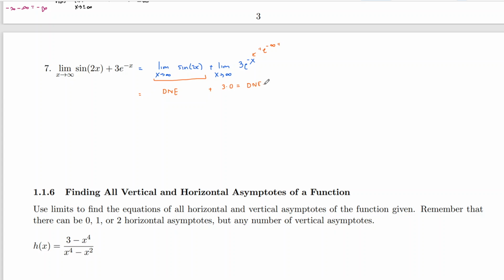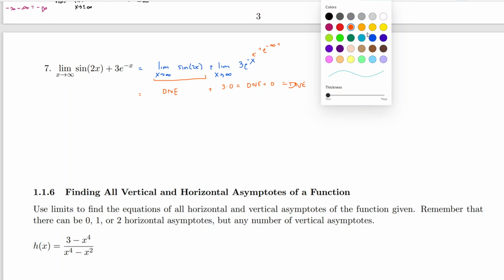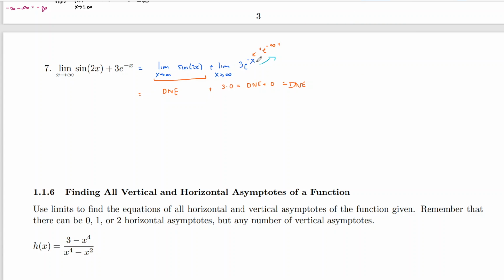Technically, we would already be done because anytime you have D and E, it doesn't matter what you're adding to it. It's just D and E. So I didn't really need to figure this out, but I wanted to explain it as well. But you could have also, as another option, if you don't like what I just did, make the exponent positive by bringing it to the bottom. So this 3e to the negative x is the same thing as 3 over e to the x. And then you know the limit as x goes to infinity of this is infinity, and you can solve it like that.